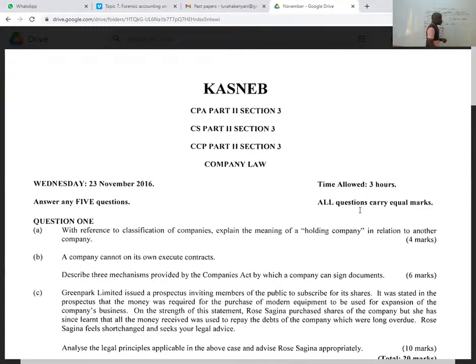So number one, the use of a common seal. They can execute their contracts by use of a common seal. I think a common seal, you know it. Other places use a stamp. Instead of having a common seal, they use a stamp. But serious organizations, especially maybe government entities, use a common seal, just to authenticate their documents.